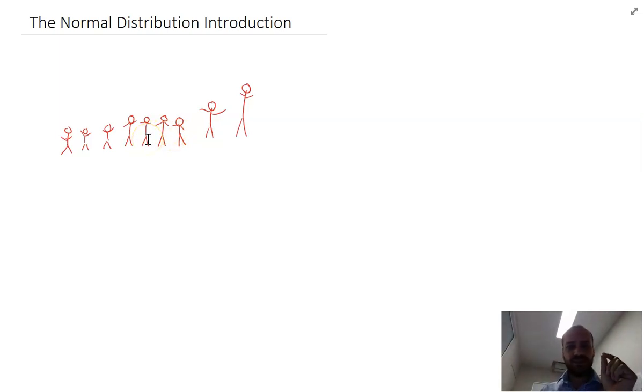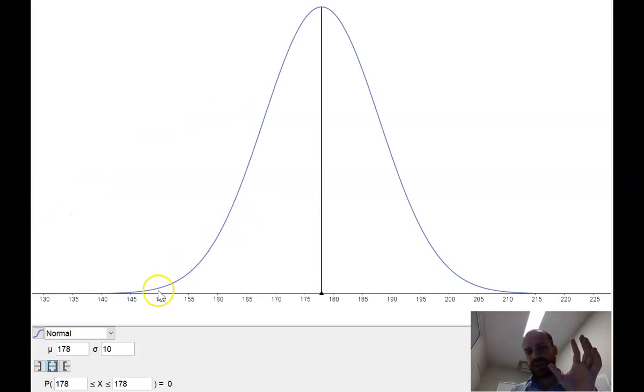Okay, so the normal distribution is essentially that idea that most people tend to cluster around the middle, and then there are a couple of tall people over here, a couple of short people over here. That happens for people's heights, it happens for people's weights, it happens for people's IQs. There's a whole bunch of naturally occurring phenomena where this takes place. And what we're currently looking at is called a normal distribution curve or a bell curve.